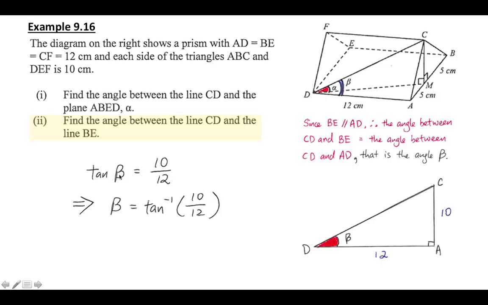So we know that tangent beta is equals to opposite over adjacent. To find beta is simply the arctangent of 10 over 12. Using your calculator to evaluate this, you will get beta to be 39.8 degrees. Therefore, the angle between the line CD and the line BE will be 39.8 degrees.